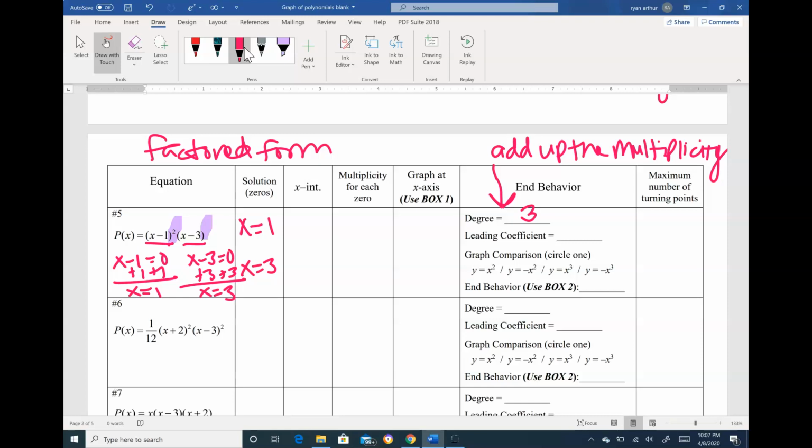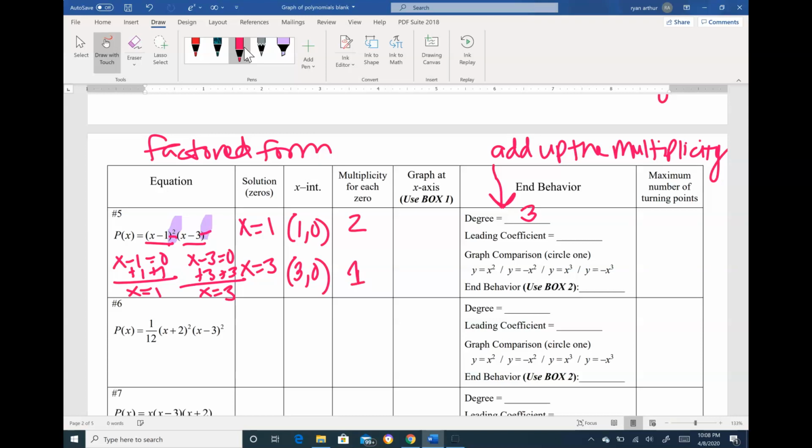Now, your x-intercept is your solutions, but we'll write it in coordinate form. It's going to be (1, 0). So if it asks for a solution, it wants x equals. If it asks for x-intercept, it wants it in coordinate form. And then my other x-intercept is (3, 0). Multiplicity for each zero: the multiplicity is the exponent. So multiplicity for 1 is 2. Multiplicity for 3 is 1.